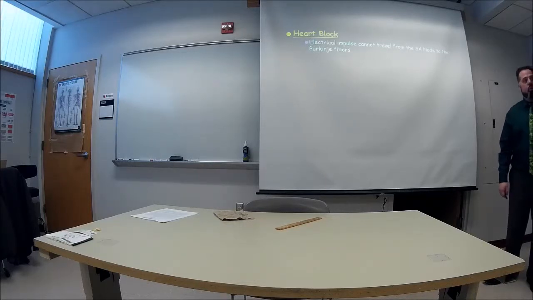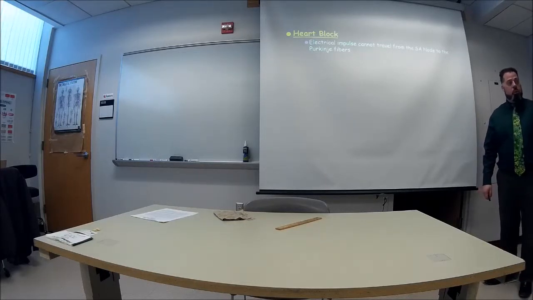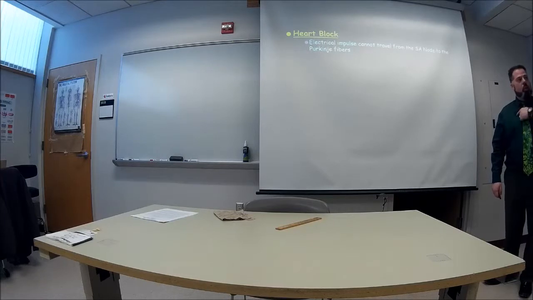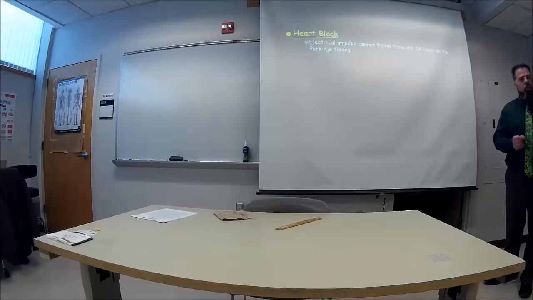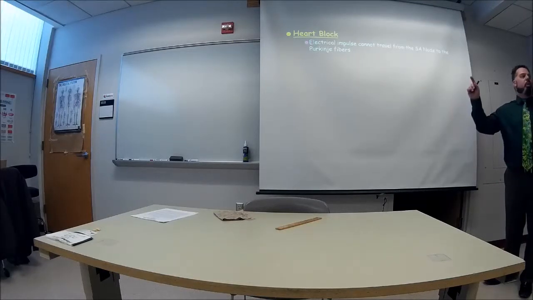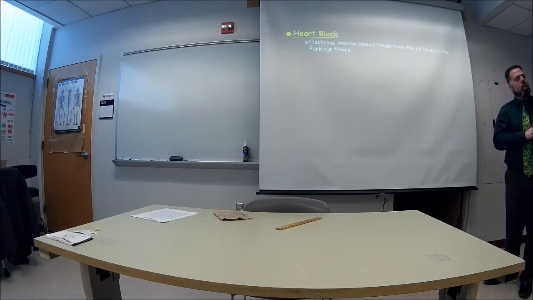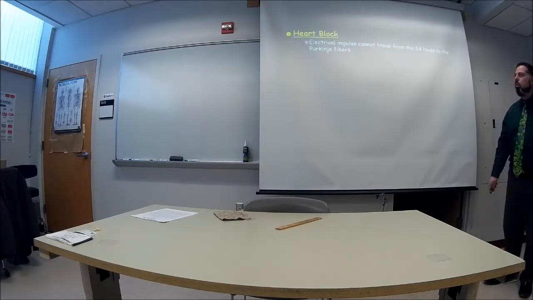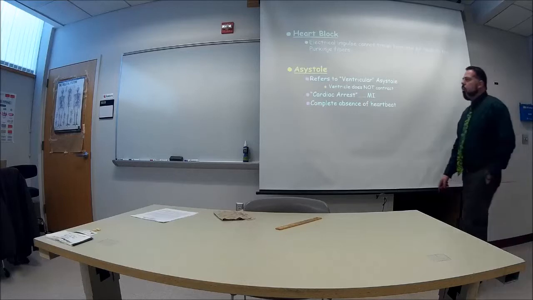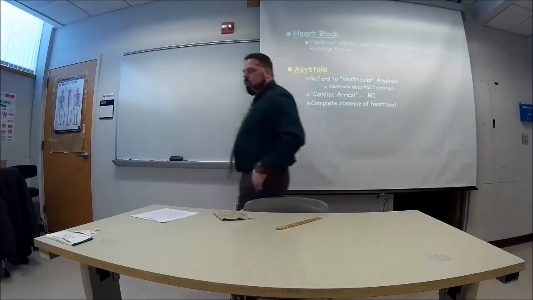If you need to review that order, you should know those orders: SA node, AV node, bundle of His or atrioventricular bundle, same thing, to the left and right bundle branches, down the interventricular septum to the Purkinje fibers. Again, all of that is in the first 50 or so slides of review of this PowerPoint. And then we have asystole.